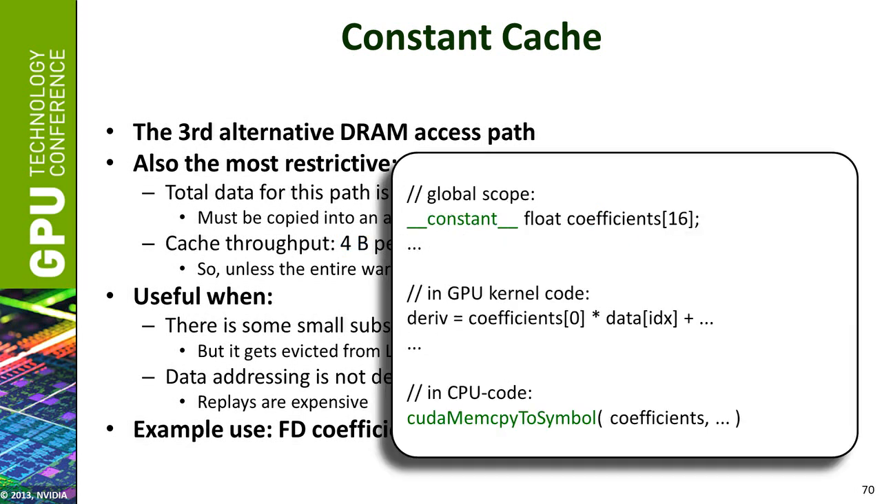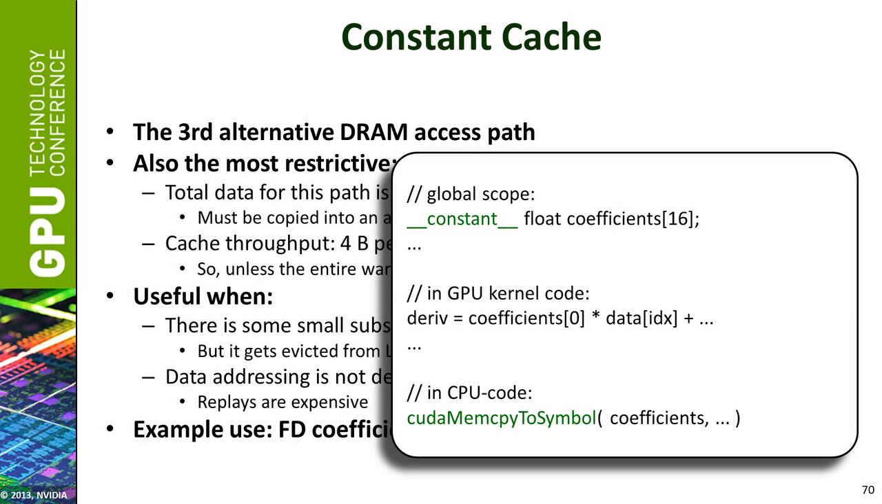Okay, I guess the code sample of what it looks like. At global scope, you have some array, let's say coefficients. All you do is add the constant qualifier to it. Then somewhere in the CPU code, you have to load up the data to that array, so you have something like cudaMemcpyToSymbol. You give the symbol name of that array, then a pointer to memory where you want to copy data from CPU to GPU, how many bytes, and so forth, the traditional thing.